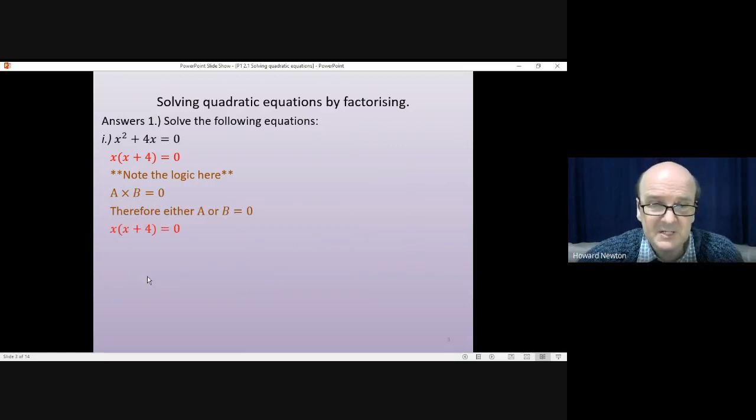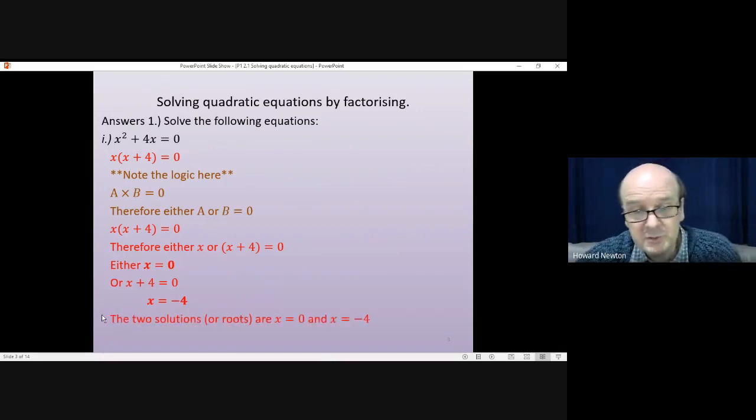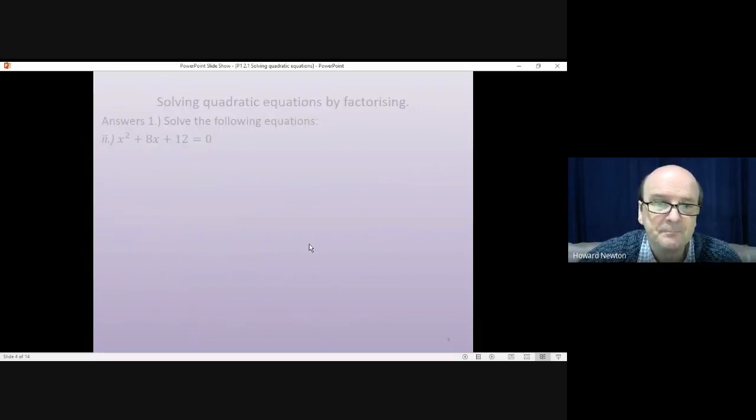So if you have x times x plus 4 and the answer is 0, either x equals 0 or x plus 4 equals 0, but one of them must do. So the first case is that x equals 0, which takes us straight to the solution. X is 0. The other possibility is x plus 4 equals 0, which we have to solve, and that gives us x equals minus 4. And that's it. The two solutions, or roots, those two words mean exactly the same thing, are x equals 0 and x equals minus 4.